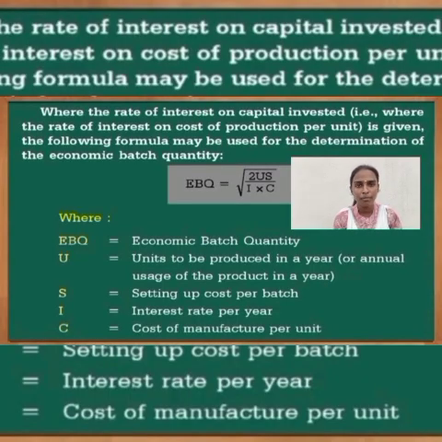The following formula may also be used for the determination of the economic batch quantity. The EBQ is equal to root of 2US divided by CI, where EBQ refers to the economic batch quantity. U refers to the units to be produced in a year, or annual usage of the product in a year. S refers to the setting up cost per batch. I refers to the interest rate per year. C refers to the cost of manufacture per unit.